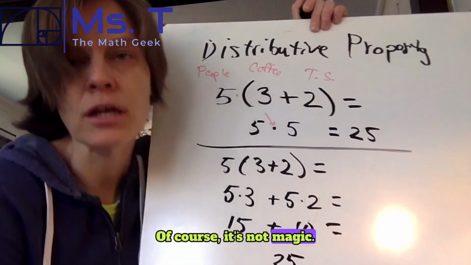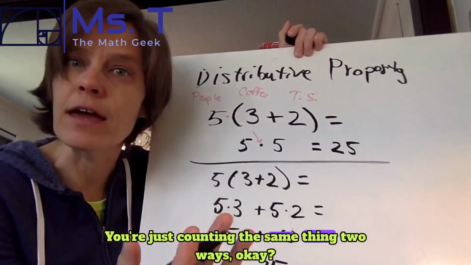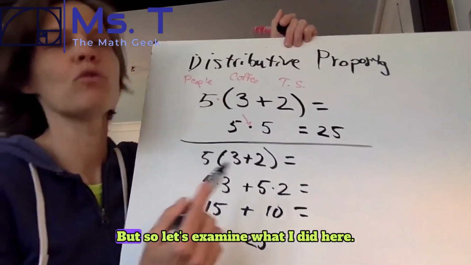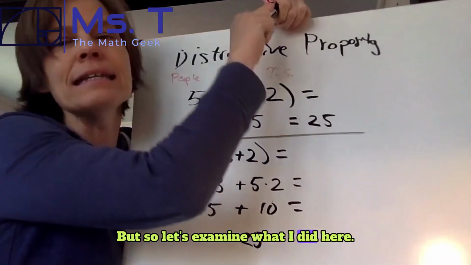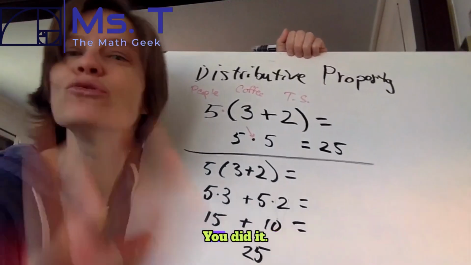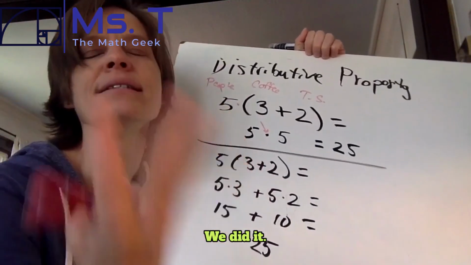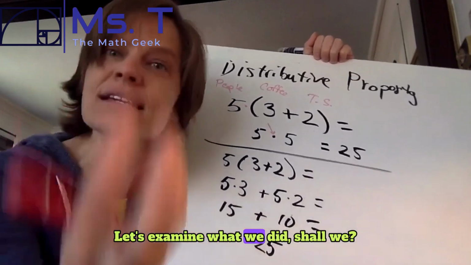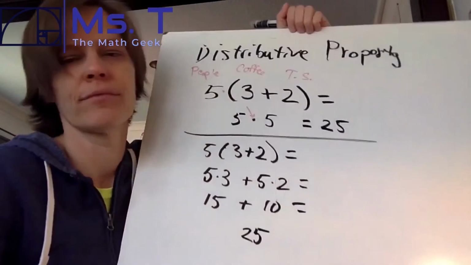Of course, it's not magic. You're just counting the same thing 2 ways, okay? But so let's examine what I did here. Well, let's not say I didn't do it. You did it. We did it. Okay? Let's examine what we did, shall we?